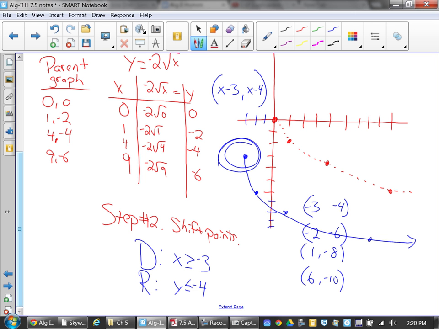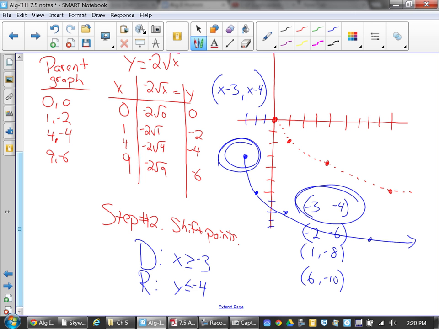Yes, ma'am? Wasn't it 2, negative 2? Why is it at negative 2? Our shift function started at the negative. It's basically going to always start at that first point. Whatever your origin got shifted to is going to be where your domain and range takes over from.